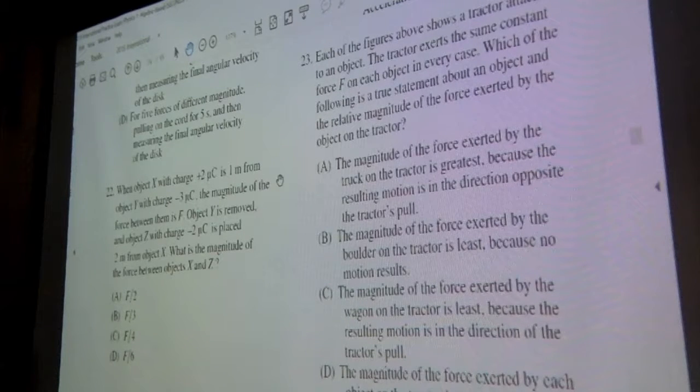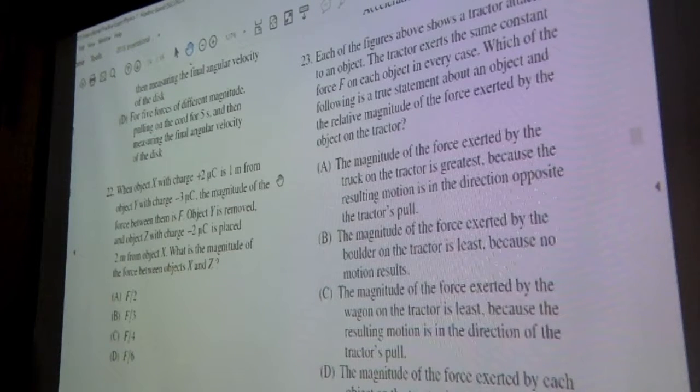I'll go by vote. How many of you think A is right? I think it's C. How many of you think A is right? No one thinks B. Okay, raise your hand if you feel like B is the answer. C. D. Why D? Because of Newton's third law. Newton's third law. Simple. That's it.